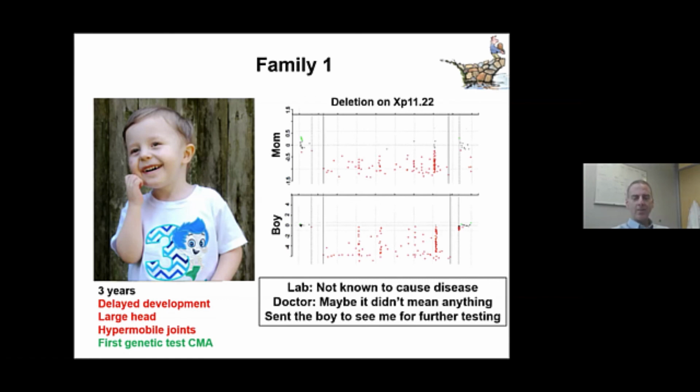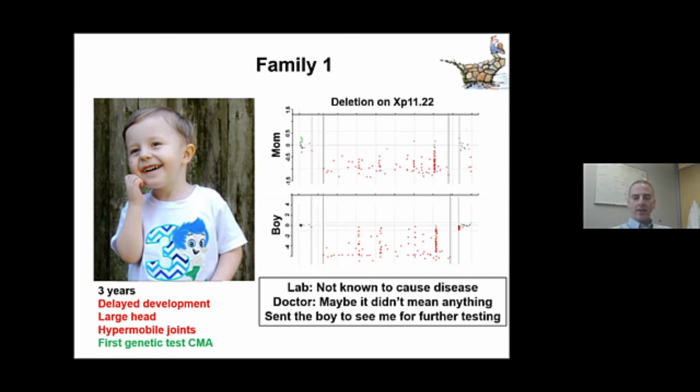And again, it's not so important that you know the details of what the change was, but it was hard because the lab had never seen this change before associated with a disease. And so they weren't able to be certain whether it caused a disease. Because they were uncertain, of course, his doctor was also uncertain. And maybe it didn't mean anything, because we see many different changes that are normal. And so they sent the boy to me for further genetic testing.